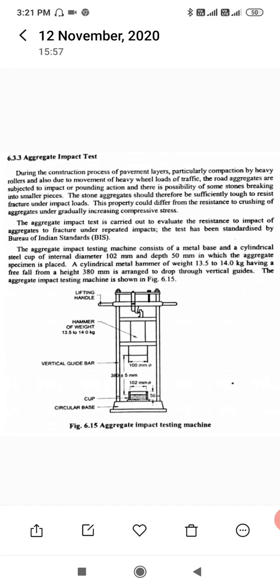The aggregate impact test machine consists of a metal base and a cylindrical steel cup of internal diameter 102 mm and depth 50 mm, in which the aggregate specimen is placed. A cylindrical metal hammer of weight 13.5 to 14 kg, having a free fall from a height of 380 mm, is arranged to drop through a vertical guide. The aggregate impact testing machine is shown in the figure below.